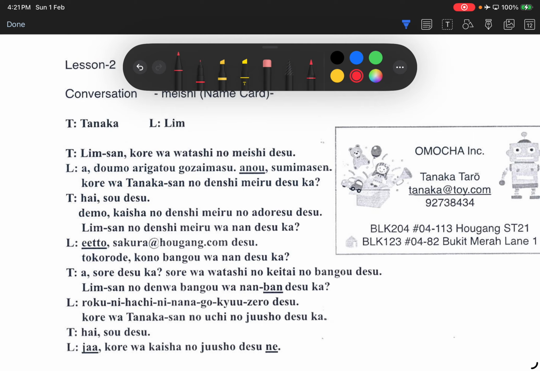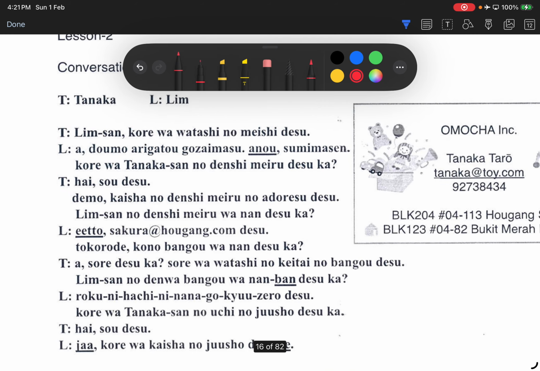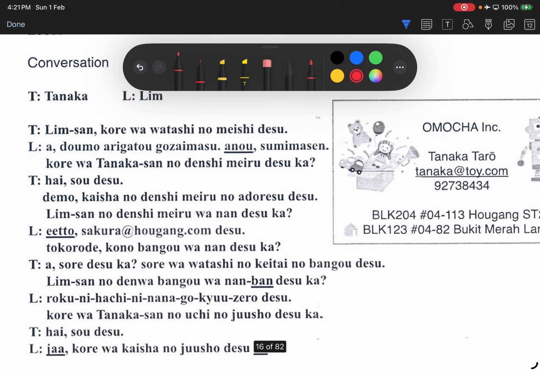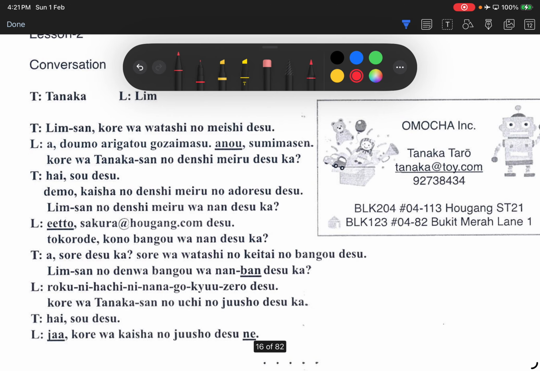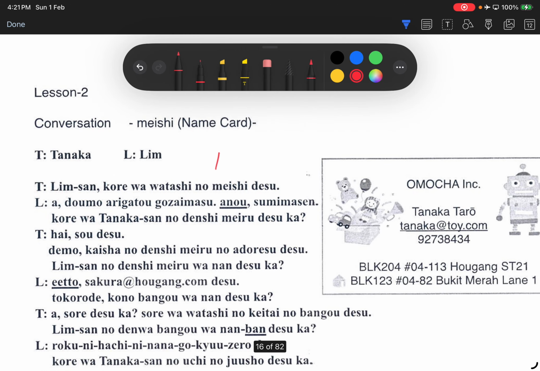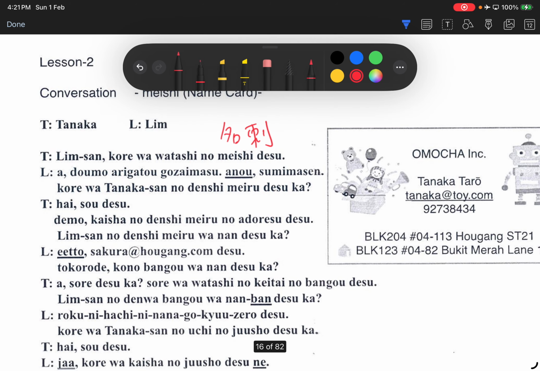Tanaka and Lim, 2 person. So I will go first and then we will have 2 person try. Tanaka-san says, Lim-san, これは私の名刺です. Right? So 名刺 is a name card in Japanese. Right? It means 名片 lah in Chinese. But the character for 名刺 is 名字. I don't know why. It's like sashimi, the shi. Right? It's 字. So this means name card. Okay? Name card. So 私の名刺です.